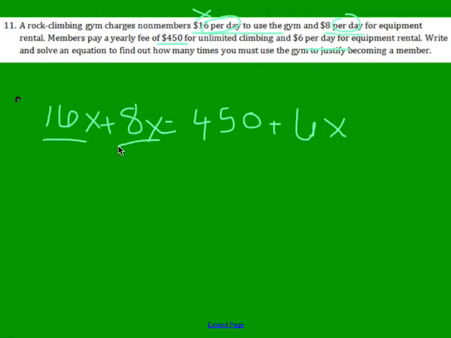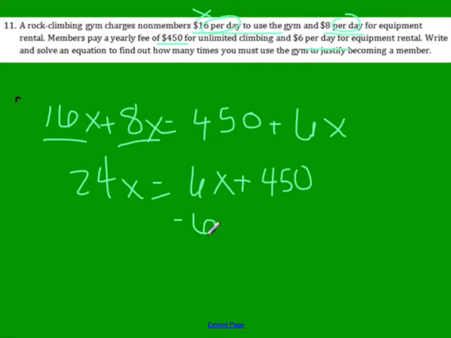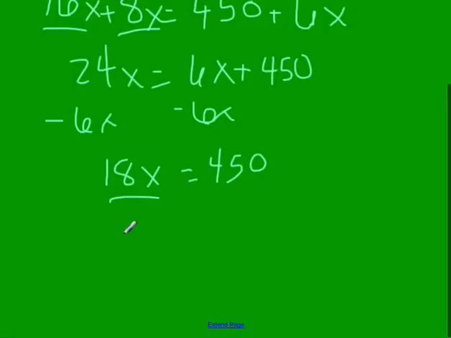So 16x plus 8x, you add those together and you're going to get 24x. And that's going to be equal to 6x plus 450. So now I need to get my x's on the same side. So I'm going to go ahead and subtract 6x from both sides. 24x minus 6x is going to give me 18x, and that's going to be equal to 450. Divide both sides by 18, and I end up getting that x is equal to 25.